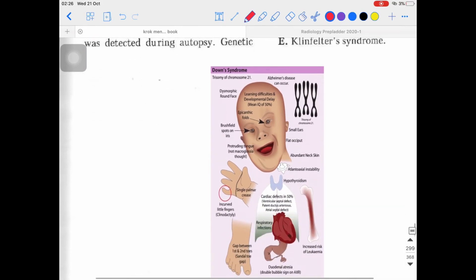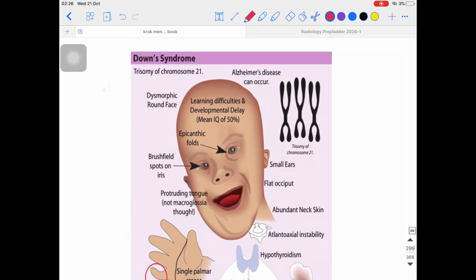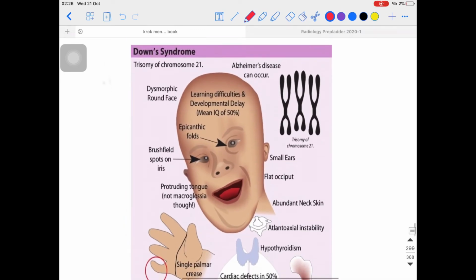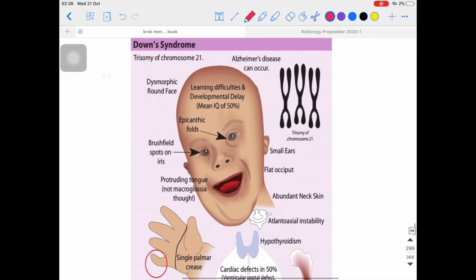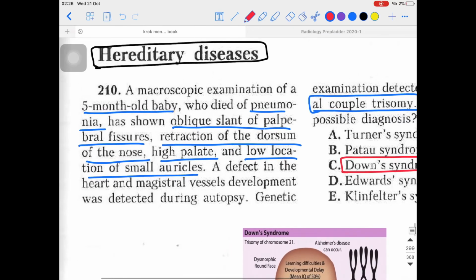And look at this one. So this is the trisomy of chromosome 21, Down syndrome. Look at the face of this unfortunate baby. First of all, trisomy of 21 chromosome will be there. They'll be having small ears, and the auricles will have a downward protrusion. Even in the question itself they have mentioned a low location of the small auricles, isn't it? Low location of the small auricles.